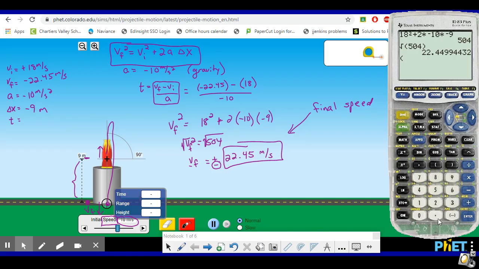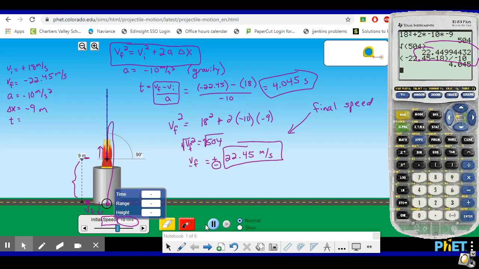And I can again do that in a calculator. So I've got negative 22.45 minus 18, that's on top in the numerator, and I want to divide that by negative 10, and I get 4.045. So I'm predicting that this object will land in 4.045 seconds. Let's go ahead and test it out with the simulation.